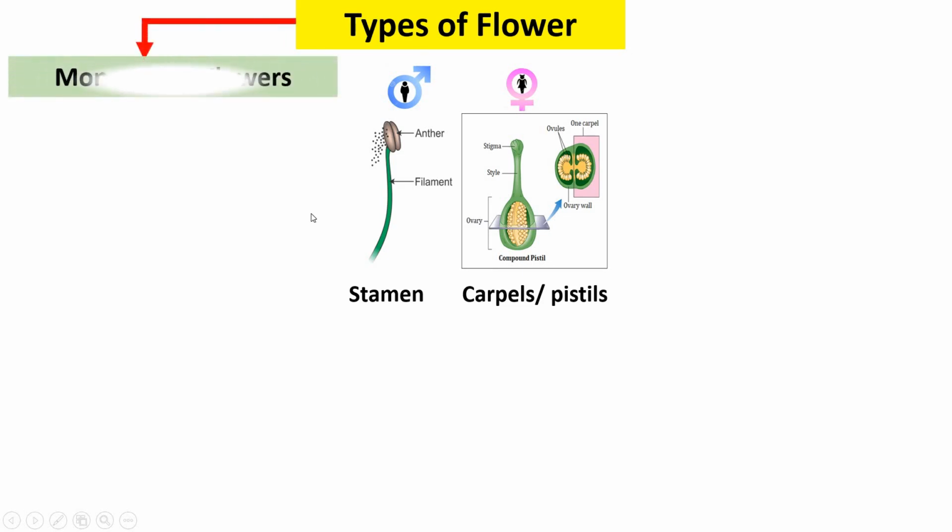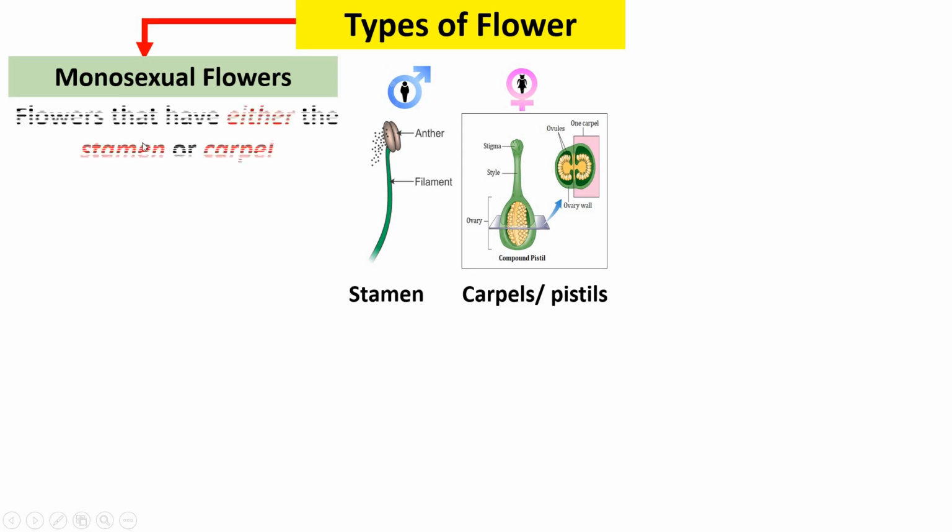The first type of flower is called monosexual flowers, because flowers are classified based on their sexual parts. Okay, sexual parts means their reproductive parts. So monosexual flowers, mono means one. Okay, dear students, so what are these monosexual flowers?